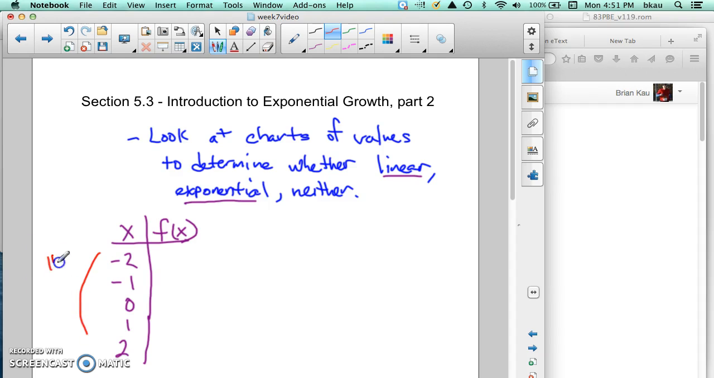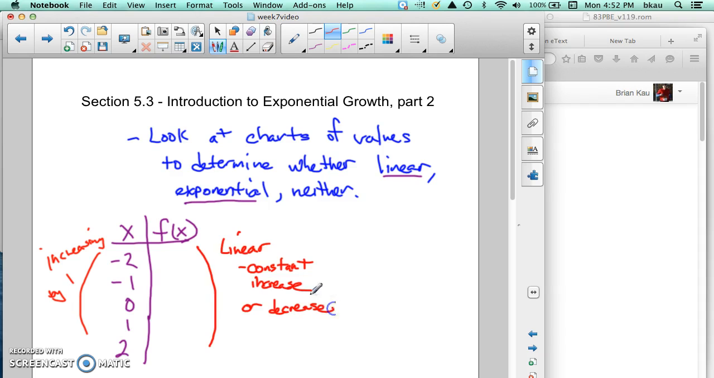We can increase by anything we want on that side, but as long as there's a pattern there, we can look at this side over here to tell whether it's exponential or linear. Now linear, just to review, linear growth means that there's a constant increase or decrease.